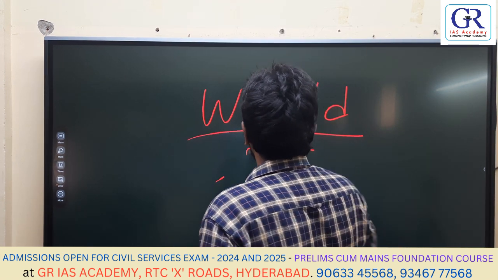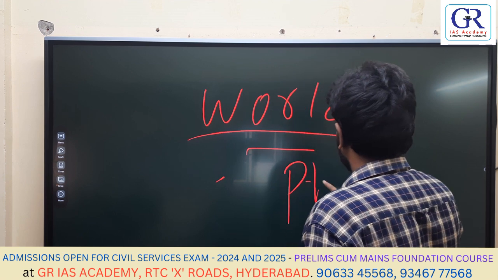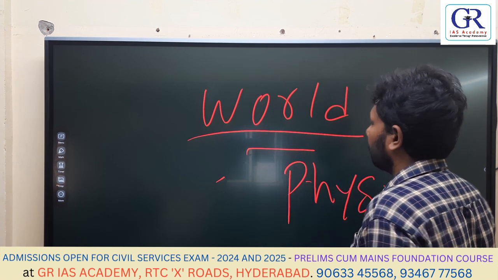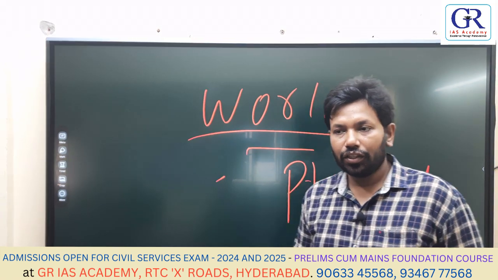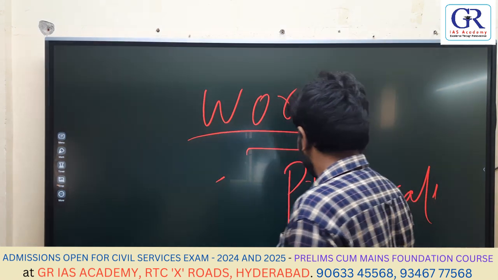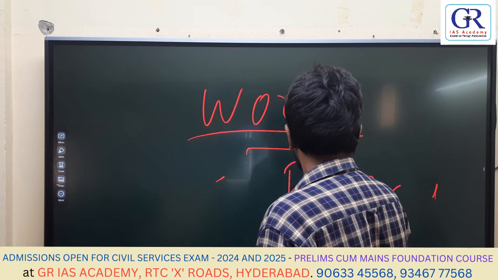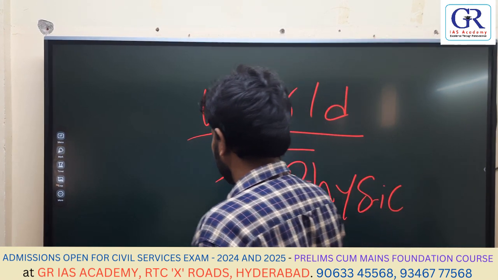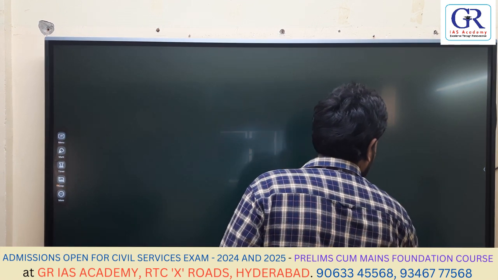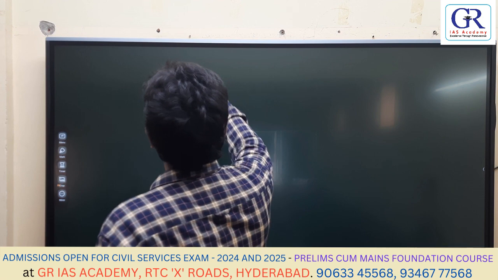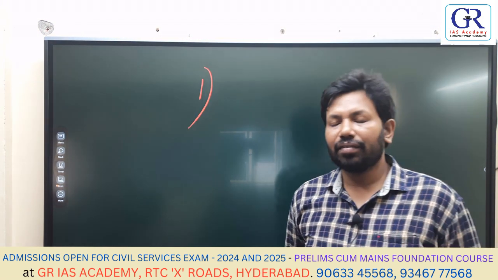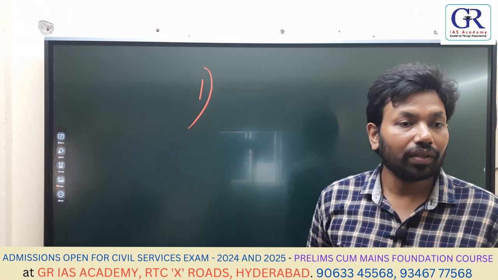World, which includes physical. So world geography. In world geography, what is the first thing that we will be learning about, sir? What is the first chapter that we will be learning in world and physical?